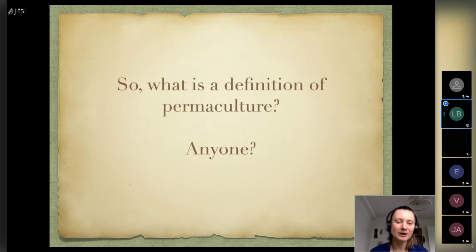So I'm going to take a little pause here and I'm going to ask, what is the definition of permaculture? This is a topic where there isn't one correct answer. I have a few definitions that I'm going to share with you, but I'm wondering if anybody who is either familiar with permaculture or maybe isn't even that familiar with permaculture but thinks they know what it is, does anybody want to share their definition of permaculture? And I can't see you guys, so you'll just have to unmute yourselves if you want to.